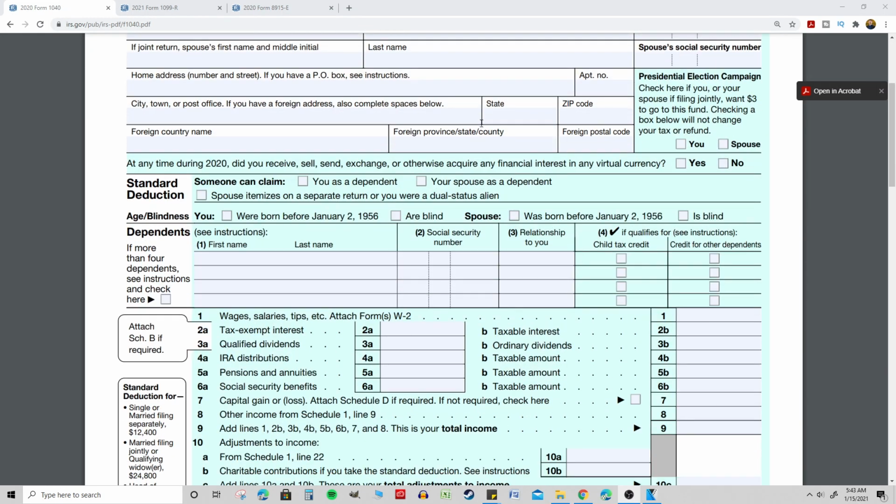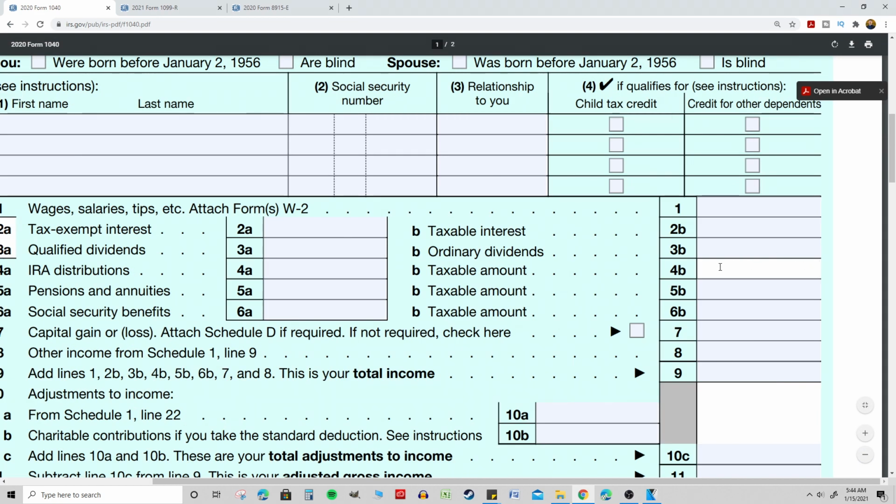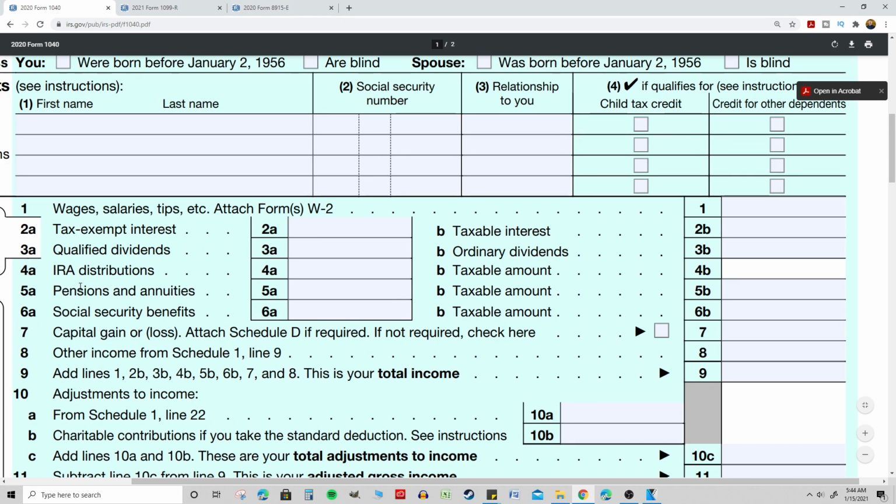If we scroll down, now we're talking about retirement distributions here, right? There are two parts on this return I want to point out to you where you might see these coronavirus distributions end up. The net final numbers will end up on this page, nowhere else. Line 4a is IRA distributions, and 4a is the gross amount. So all the distributions you receive, the gross amount goes here. The taxable amount is listed here. Sometimes the taxable amount is the same as the gross amount. Other times it's not.